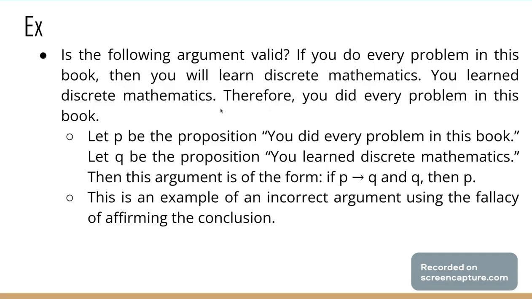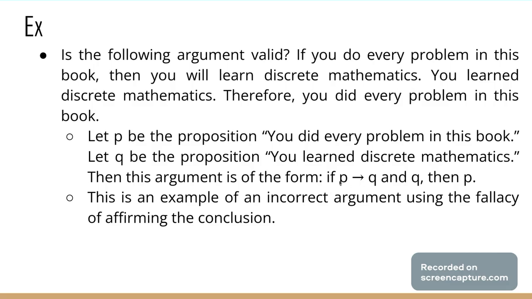So let P be, because the commonality is, you did every problem in this book. Let Q be you learned discrete mathematics. Then we have two premises: one, P implies Q, and the second, you learned discrete mathematics, is Q, and the conclusion is supposedly P. But this is not a valid rule of inference or argument form. Okay, this is not modus ponens.